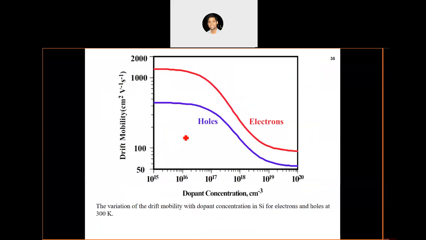Drift mobility, this is a very intuitive plot. As we increase the dopant concentration, of course there will be more scattering centers, right? And as we increase scattering centers, definitely the drift mobility will decrease, right? Initially, both the hole as well as electron drift mobilities remain constant for some time, and after that they start decreasing as we increase the dopant concentration. This is very intuitive, because we are increasing the concentration of scattering centers by increasing the impurity concentration, right? So that is why the drift mobility behaves in this way as a function of dopant concentration.